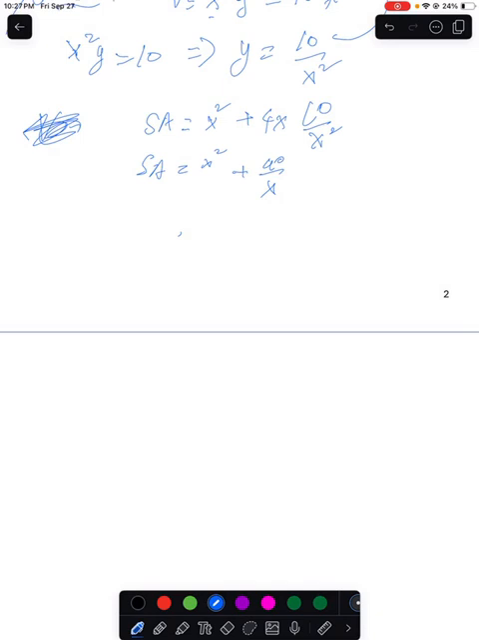You can leave the answer here, or you can go one step further, take the common denominator and write it as x cubed plus 40, whole divided by x. So that is the model for the surface area.